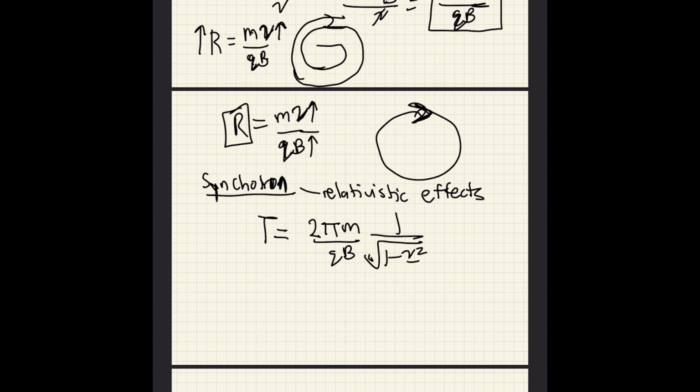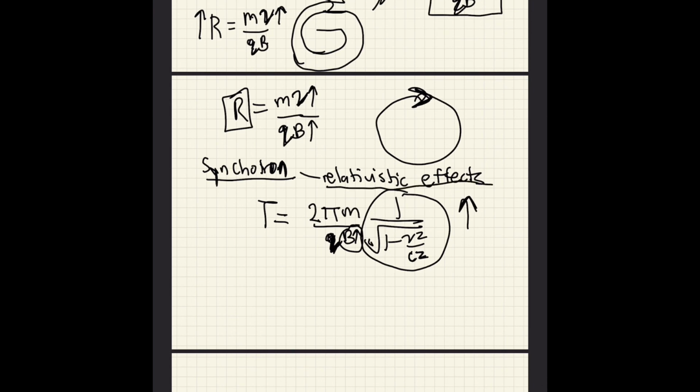Now this term, as you get closer to the speed of light, increases. So if I want to keep the time period constant, I have to increase the magnetic field. So how does a synchrotron account for relativistic effects? Just increase the magnetic field. And they do that by using electromagnets. That's how the Large Hadron Collider at CERN in Switzerland, the biggest particle accelerator in the world, functions.